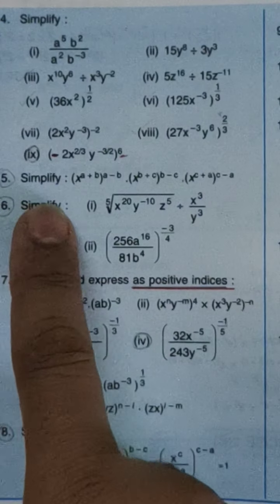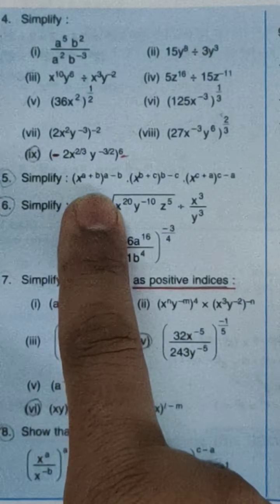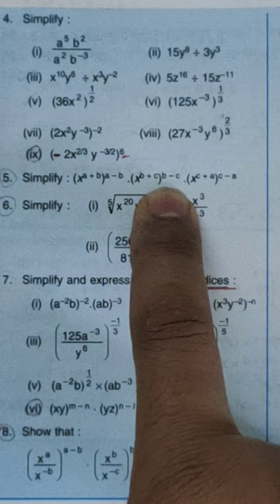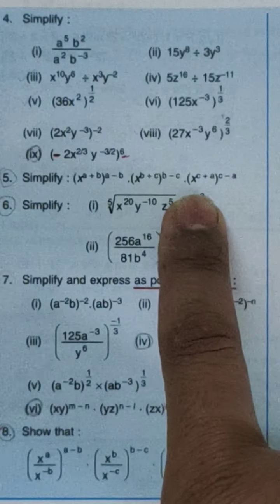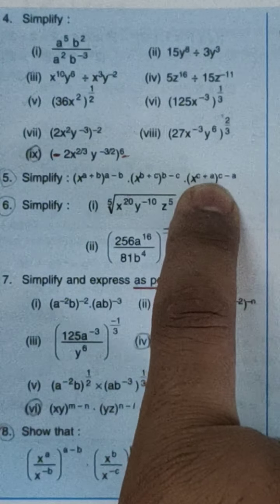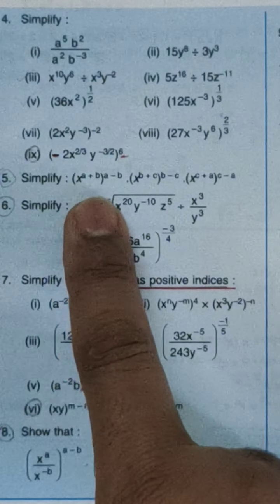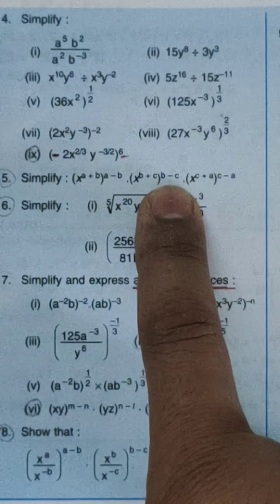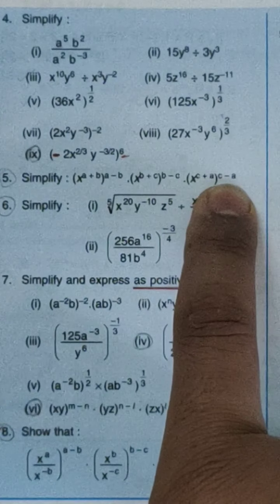Next, simplify: x to the power of a plus b, whole to the power of a minus b, into x to the power of b plus c, whole to the power of b minus c, into x to the power of c plus a, whole to the power of c minus a. Before doing this, let us see what all the powers are: a plus b, a minus b, b plus c, b minus c, c plus a, c minus a.